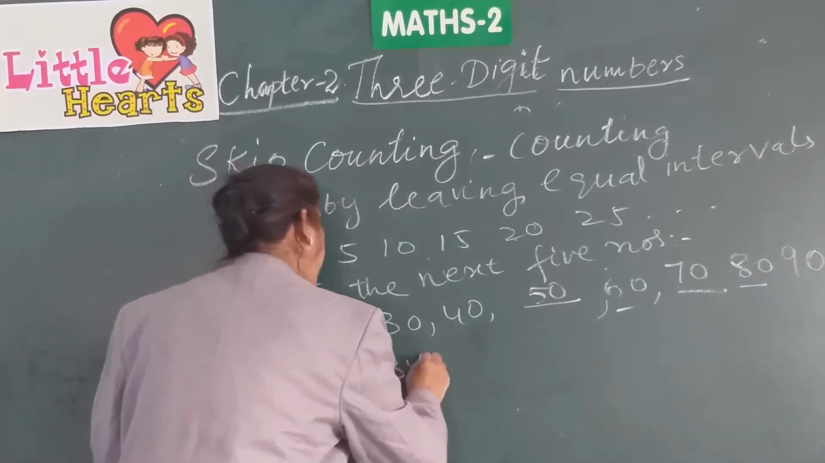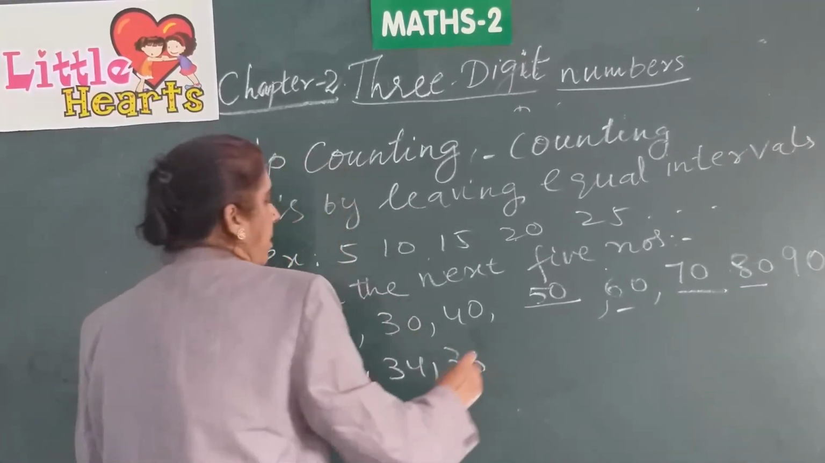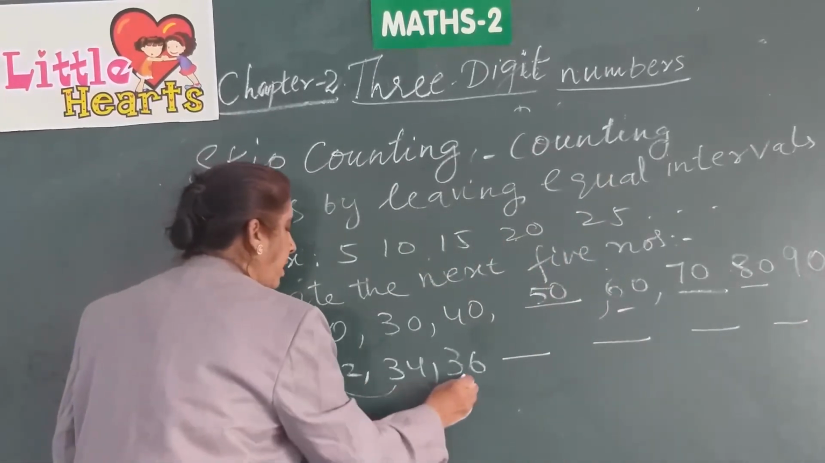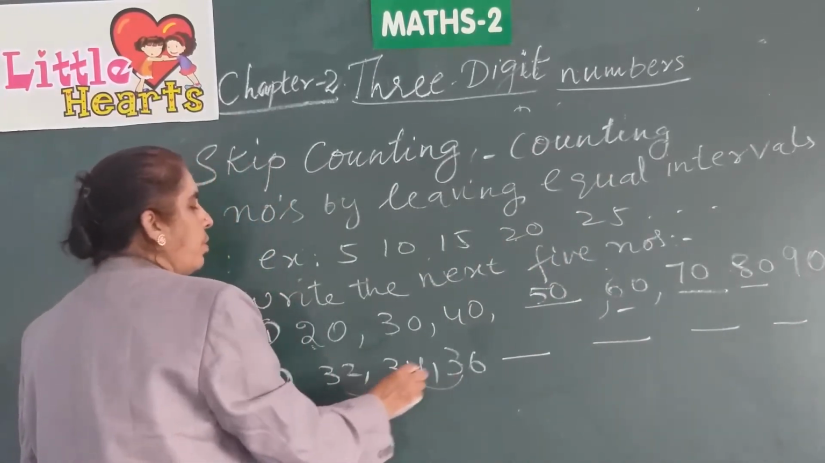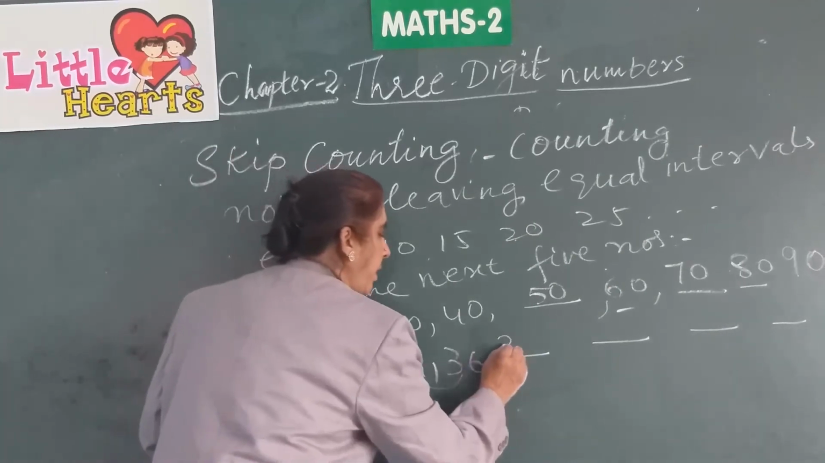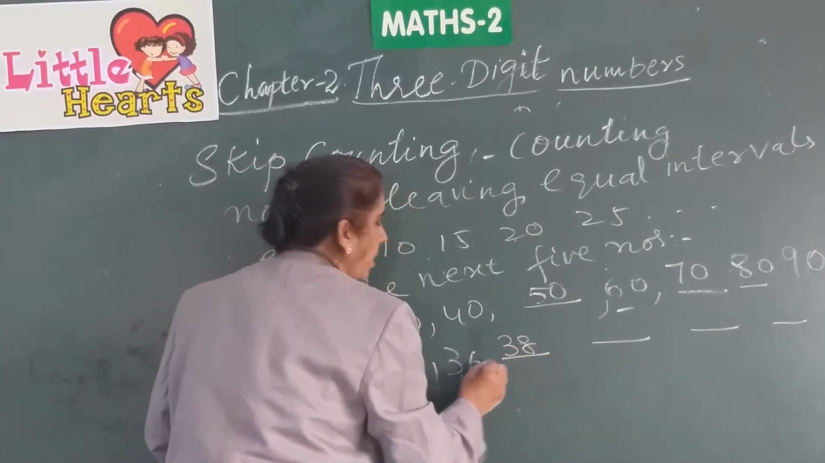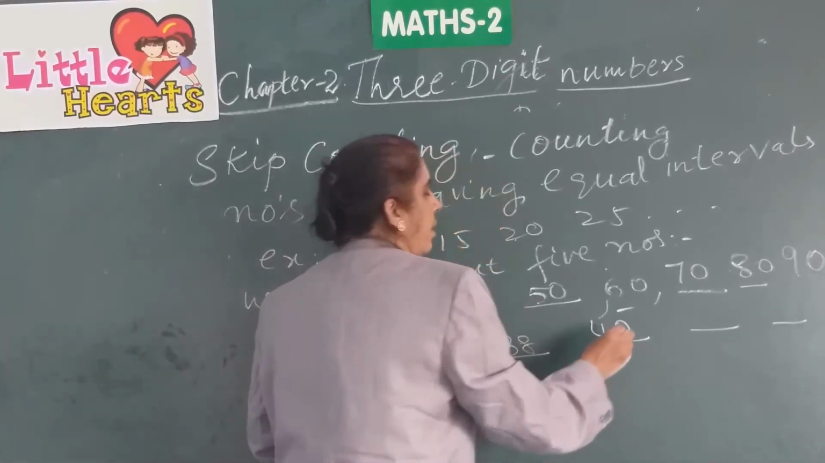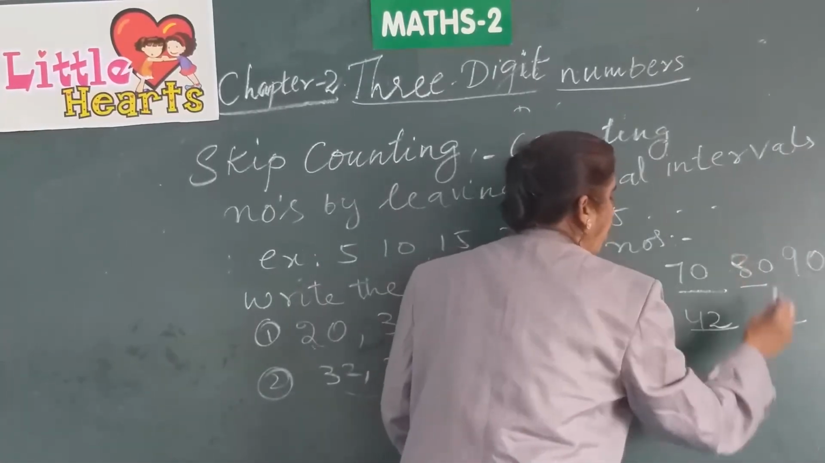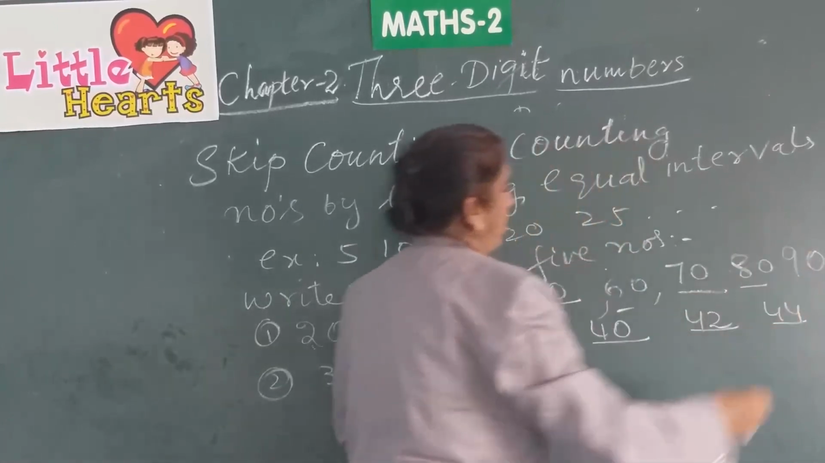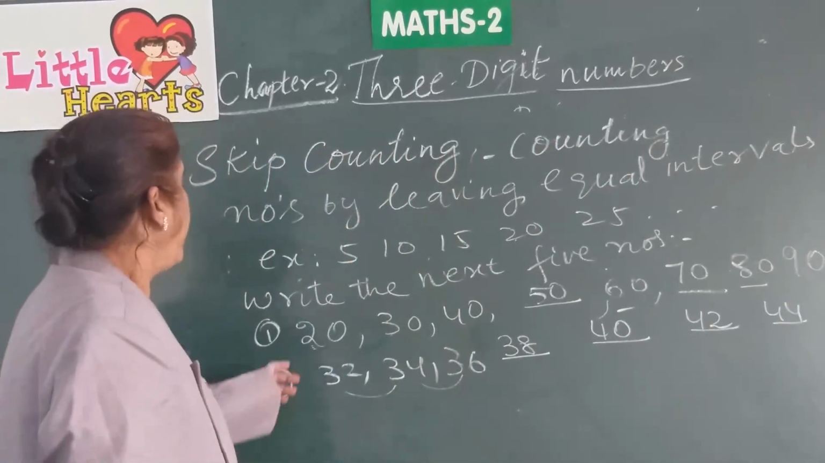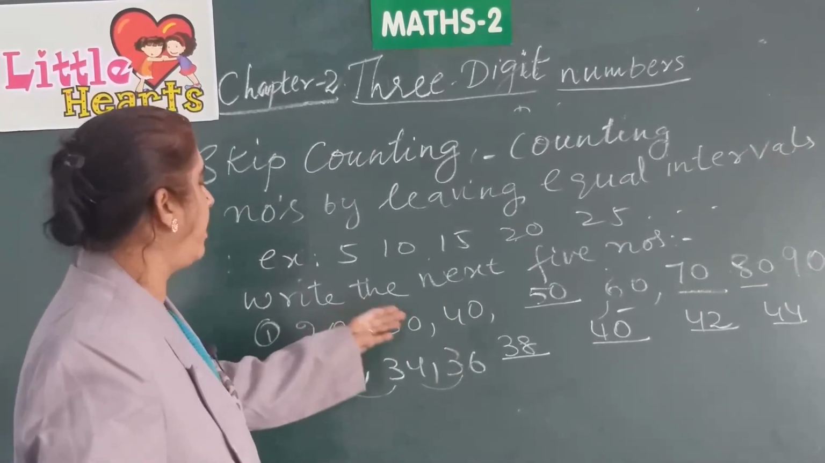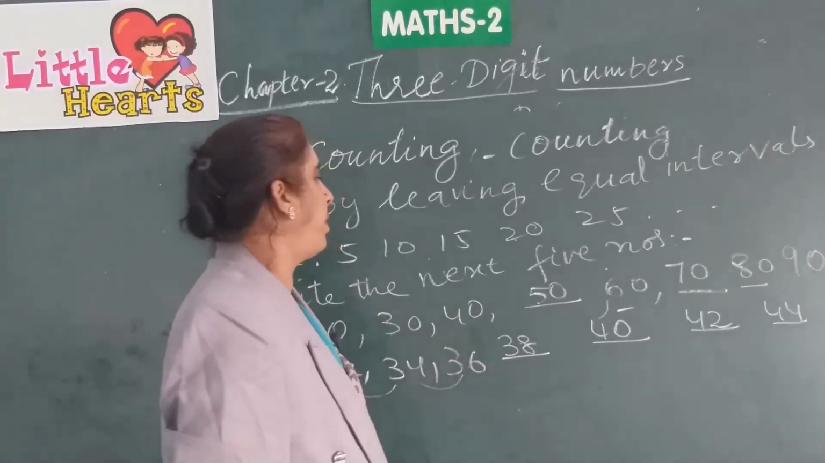32, 34, 36. So what is the gap between two numbers here? That is 2. So you should add 2 to this to get the next number. 36, 37, 38. Next 39, 40. 41, 42, 44. So in this way, by seeing the two successive numbers, you can find the interval and add that interval to the number to get the next number.